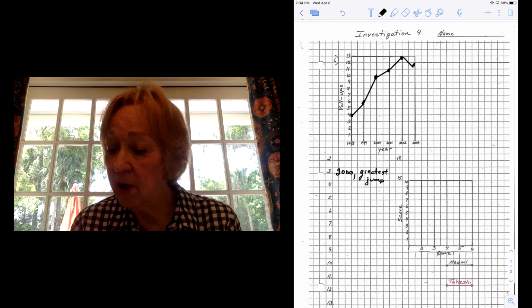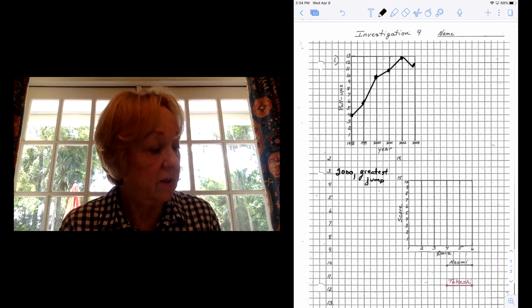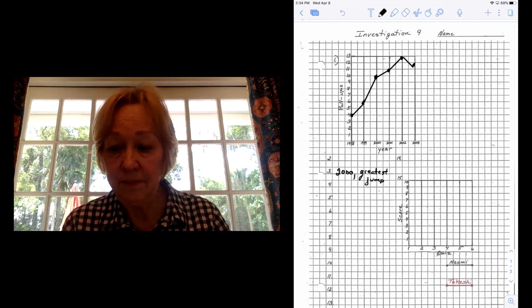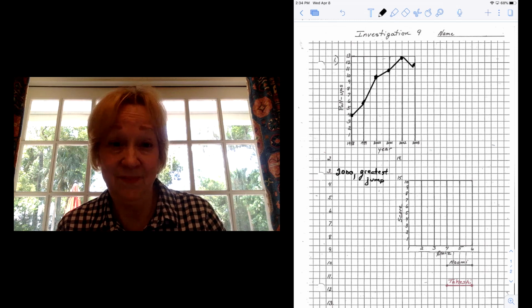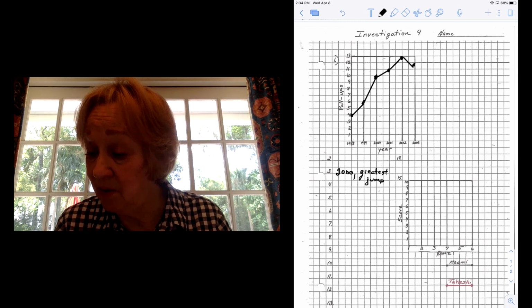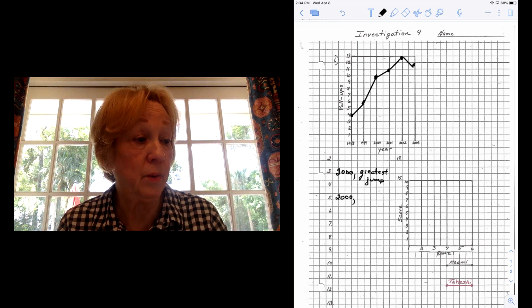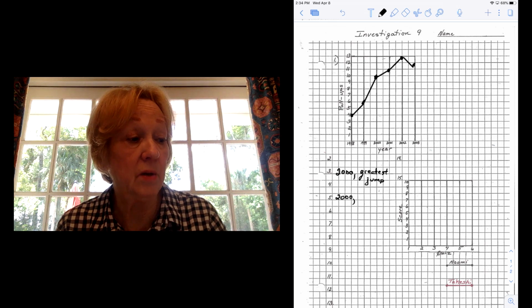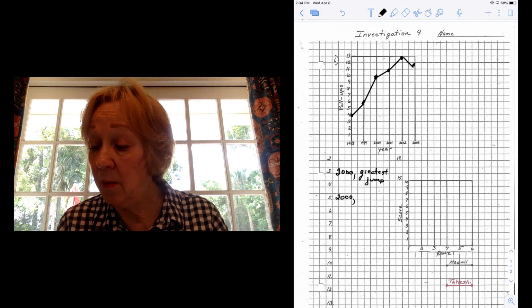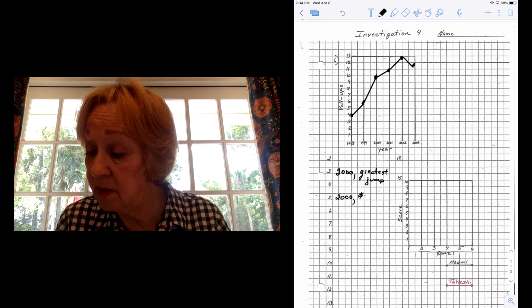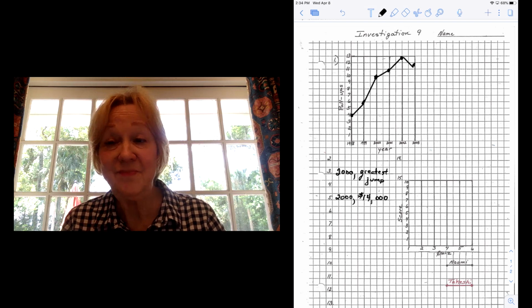So which year were his stocks, look at the chart then, worth the most? What do you think? I think the year 2000. They were worth the most. And how much were they worth in that year? Go up the chart and look over to the left and see how much money? $14,000. That's a lot of money.